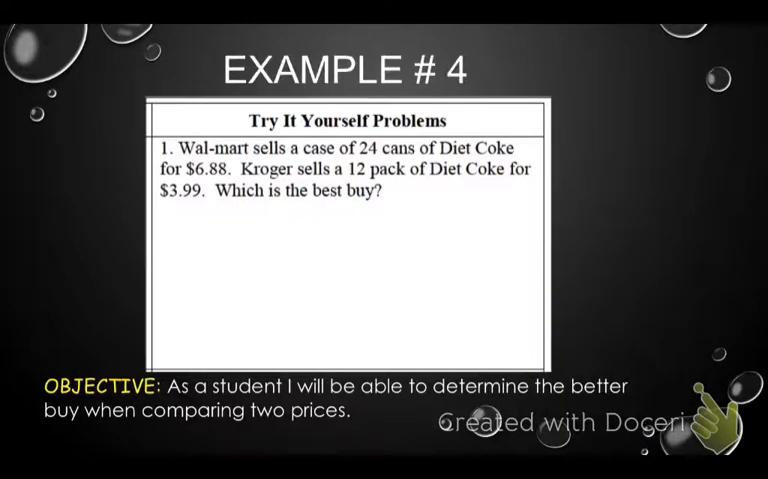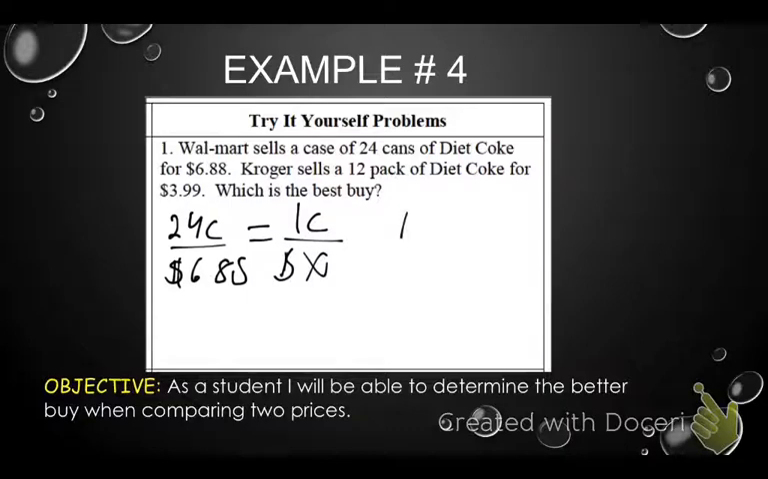Okay. Walmart sells a case of 24 cans of Diet Coke. 24 cans for $6.88. Okay, so what do I need to do? Well, first thing we need to do is solve for one can. And let's see, it also says Kroger sells a 12 pack, so let's see, 12 pack, that means 12 cans, Diet Coke, for $3.99. And simply, which is the better buy? Well, in this particular case, let's figure it out. We have $6.88 times 1, which is $6.88, divided by 24. So $6.88 divided by 24. That's actually going to give us this big long number if you use your calculator.